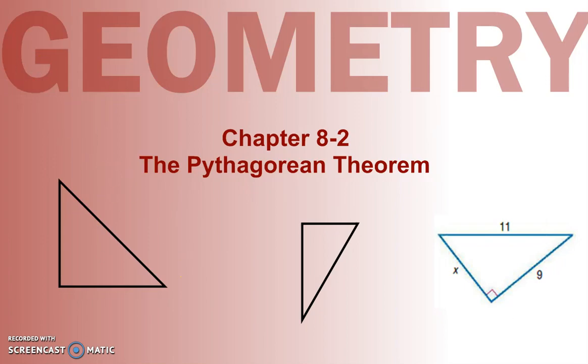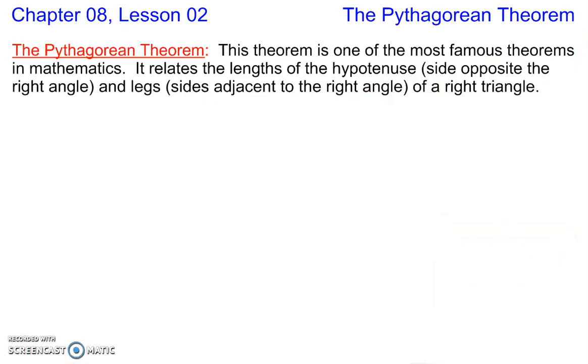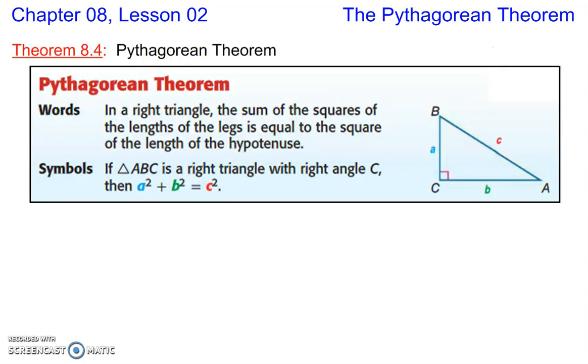We're doing the Pythagorean Theorem today, which is one of the most famous theorems in math. You probably know what it is. A squared plus b squared equals c squared. What is c? C's the longest side. That means c is the hypotenuse. It's the side opposite the right angle.